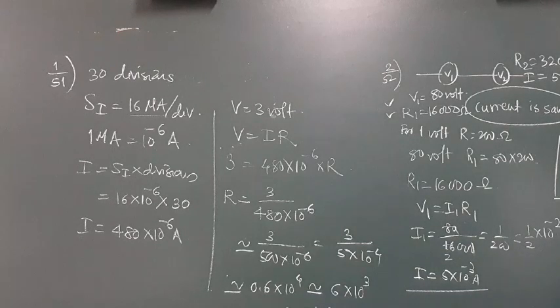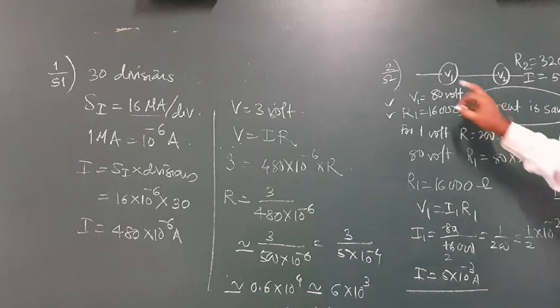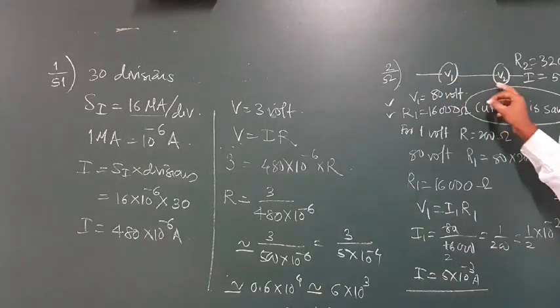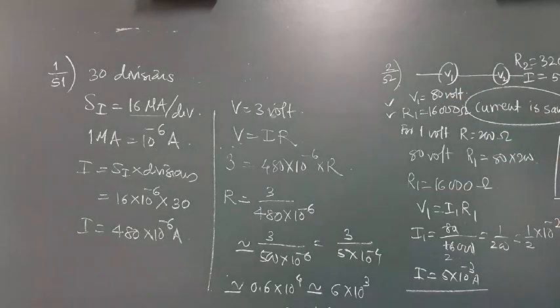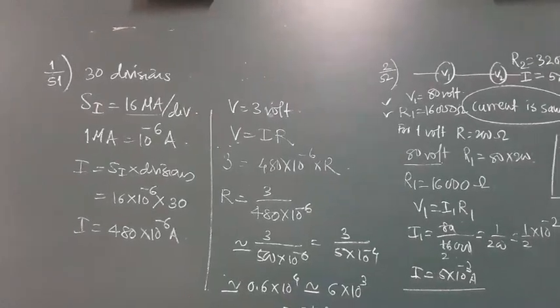I is 5 into 10 raised to minus 3 and R2 is 32 into 10 raised to plus 3. So minus 3 plus 3 get cancelled and it becomes 160 volt. This is the value of V2. Both are in series, so V equals V1 plus V2. V1 is 80 and V2 is 160, so my answer becomes 240 volt. This is my net potential difference for both the voltmeters.